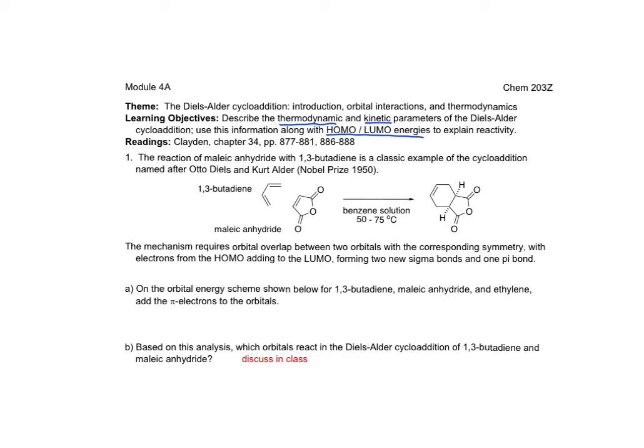And then in Module 4b, we will explore the stereochemical aspects of the Diels Alder cycloaddition. In a prototypical Diels Alder cycloaddition, 1,3-butadiene reacts with maleic anhydride or other alkenes, generally with electron-withdrawing substituents. Most Diels Alder cycloadditions proceed through a mechanism that is a single step.